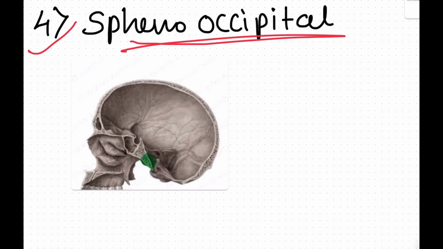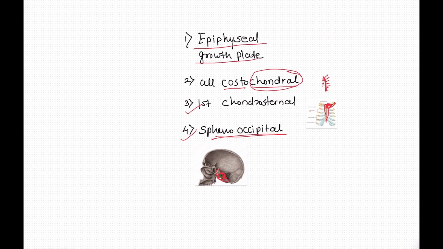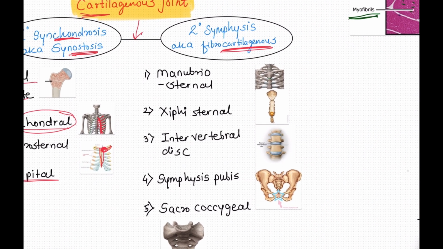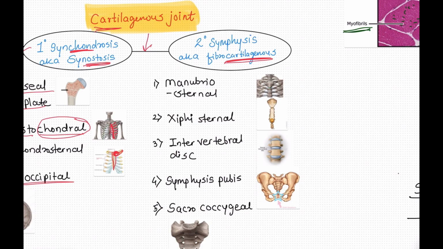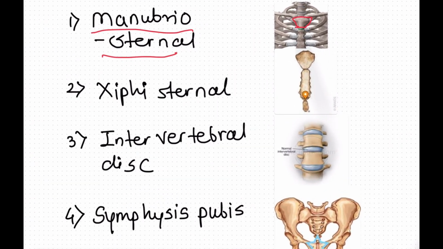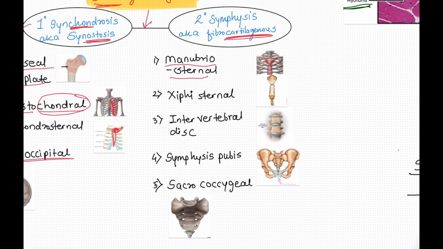Spheno-occipital joint. This is sphenoid bone, part of sphenoid bone, and then part of occipital bone. So the joint formed between sphenoid and occipital bone is also primary synostosis or synchondrosis. Then the joints under secondary symphysis, or also known as fibrocartilaginous joints, are manubriosternal joint, which is in between. This is manubrium portion of the sternum, and then this is the remaining sternum. The joint joining manubrium and sternum is called as manubriosternal joint, which is fibrocartilaginous joint.